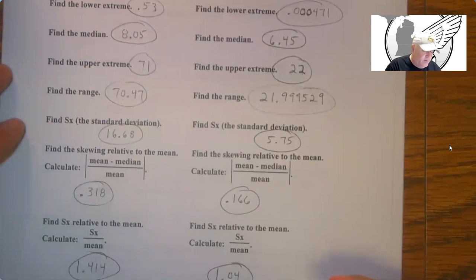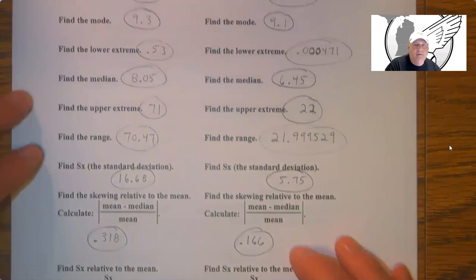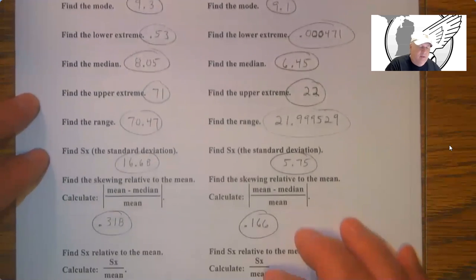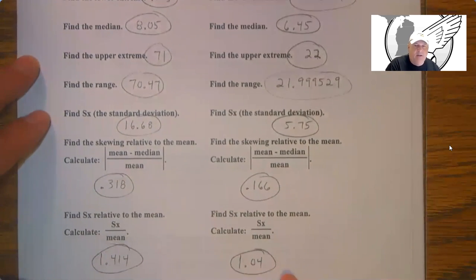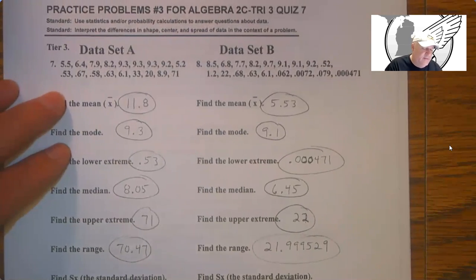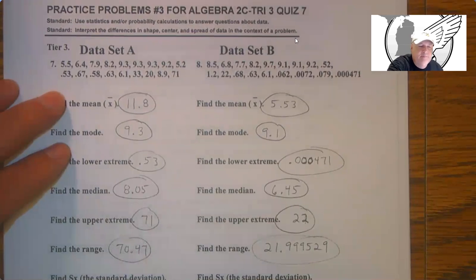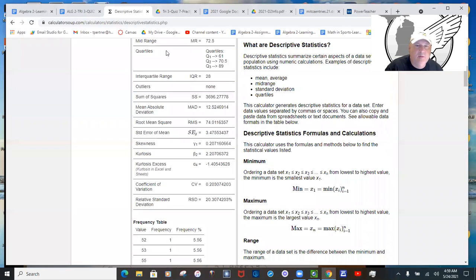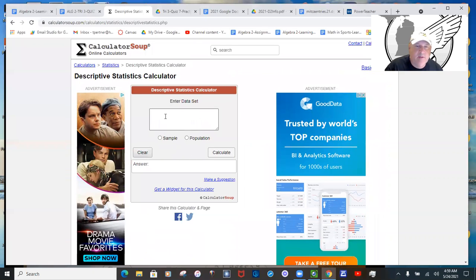Okay, same thing here on these problems. Go to the calculator soup and enter these in and do your calculations. This shows you exactly how to do these. So actually, let's do one of these sets of numbers here. Let me get to my calculator soup. So let's clear it out, and then you just put in these values. It's a little bit of tedium to do it, but this is far better than a calculator in doing this.